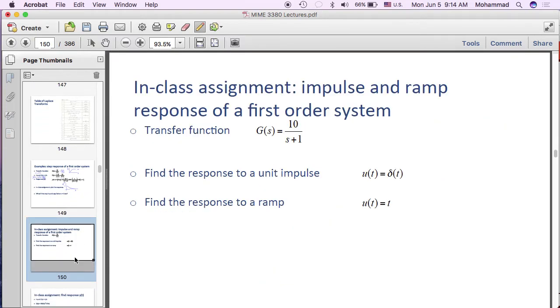So that was finding response from a state space system model. This is another one. Please give this a try. G of s is 10 over s plus 1. And input this time is a unit impulse input. Go ahead and find the response of this system. Because you may not have access to the table, I'm going to tell you that u of s for a unit impulse is simply 1. And u of s for a ramp input, by the way, is 1 over s squared.